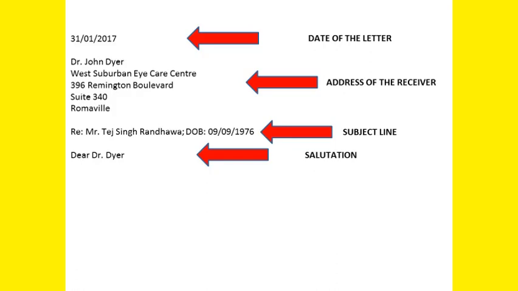Then comes the receiver's address, which is also not present in the question I showed you, but it will always be there in the question, so you need to ensure that you write it properly. Then you have the regarding subject line, where you mention the name of the patient, the date of birth, and all of those things. Then we write the salutation, and we just say Dear Dr. Dyer. So that's what this looks like.